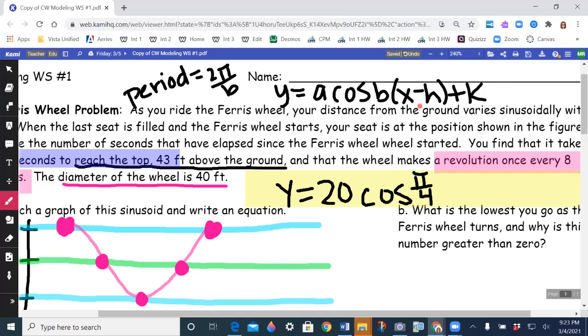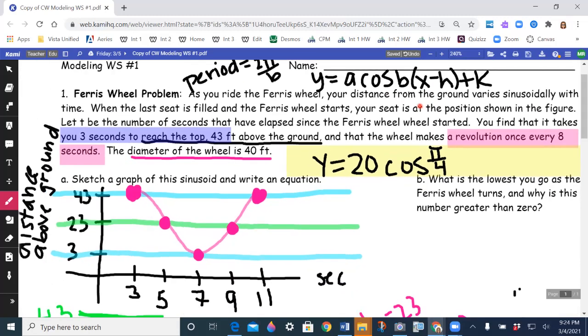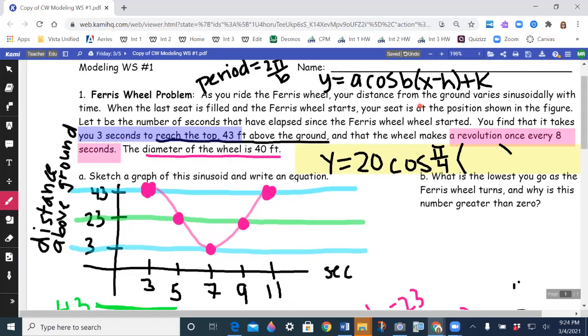Now, the next thing I need to do is talk about this phase shift, that x minus h. I look to see where we started. I want to start here at this high, because I'm doing it as a cosine, and that's at 3. So I'm going to do x minus 3. And then my k is my vertical shift. That's this green line I drew, my air quote zeros. That's where my center is. So my vertical shift is 23, plus 23. And that's your equation.